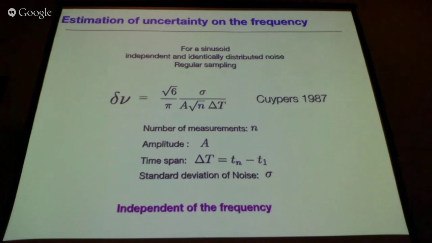the standard deviation. And so you have this formula, which was derived, for example, by Kepler in 87 for a sinusoid, independent and identically distributed noise, and regular sampling. You can understand very easily: the more precise your data, the better the frequency estimation; the larger the amplitude and the larger the number of observations, the smaller the uncertainty. You also have the factor of big delta, the time span of your observation. The amusing fact, when you speak to students, they are always surprised: it's independent of the frequency. So it's quite nice.